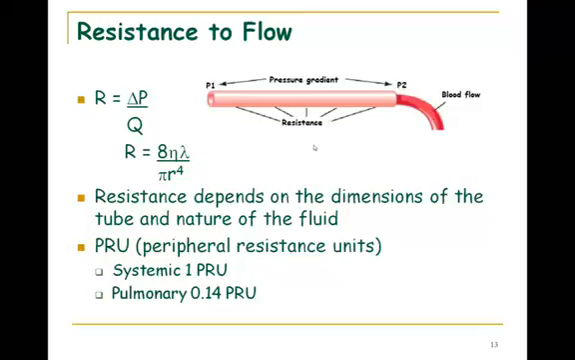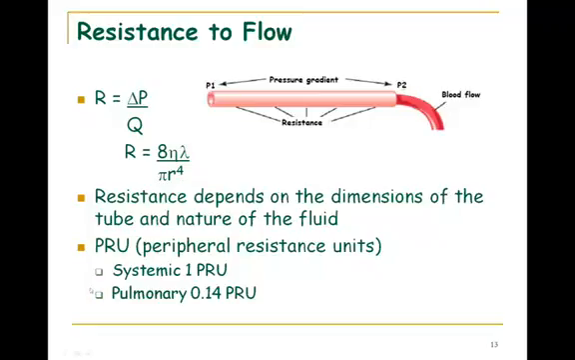Resistance is hard to measure directly, but you can calculate it from measurements of blood flow and pressure differences, because here's the equation right here. If they know the pressure difference and the flow rate, they can calculate resistance. For example, if the pressure difference between 2 points is 1 millimeter of mercury and the flow is 1 mL per second, the resistance is 1, and they call that 1 peripheral resistance unit. In the systemic circulation, the resistance is 1 peripheral resistance unit.